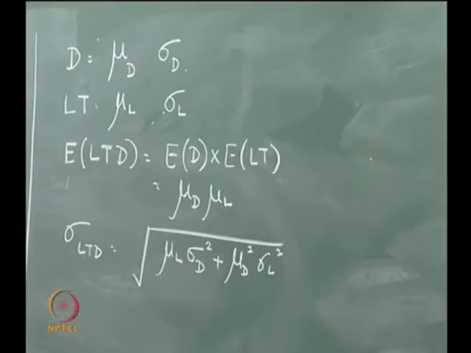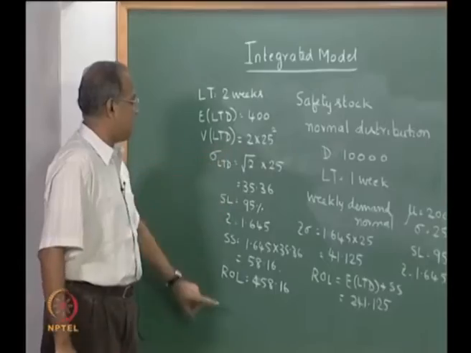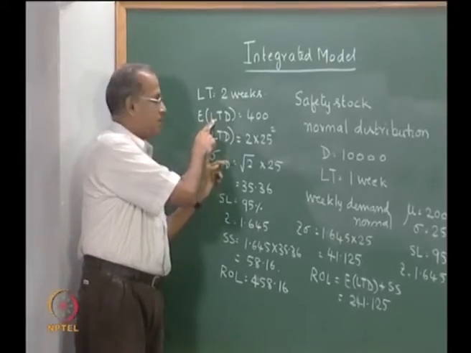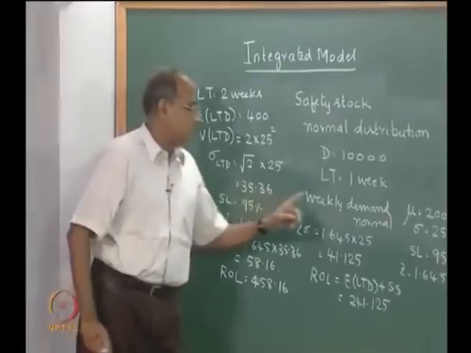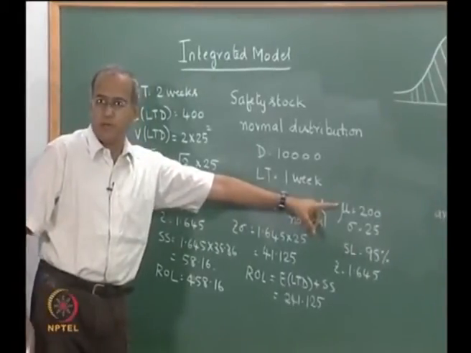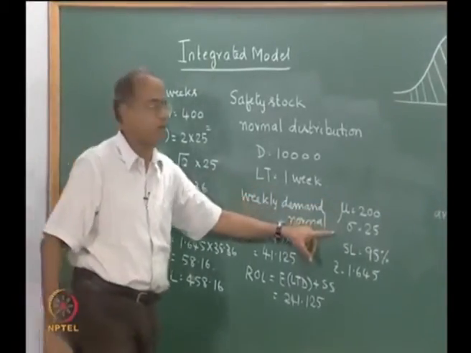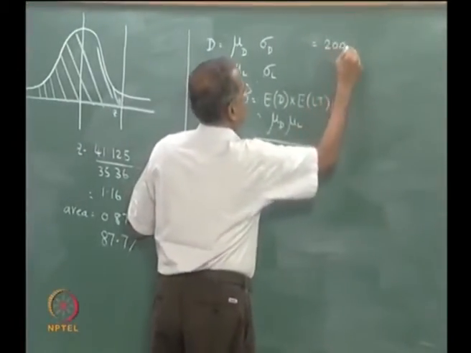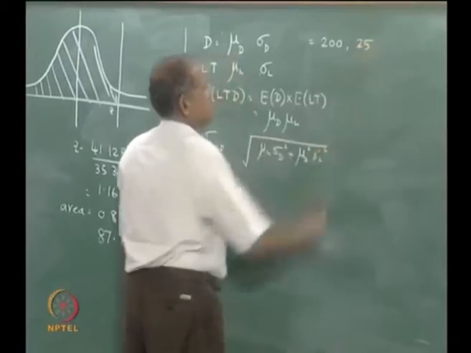Now, let us understand the effect of this when we apply it to the same numerical illustration. We have seen a case where demand follows a normal distribution with mean 200 per week and standard deviation 25 per week. So, let us say mu d is 200 per week and the standard deviation of demand is 25 per week.